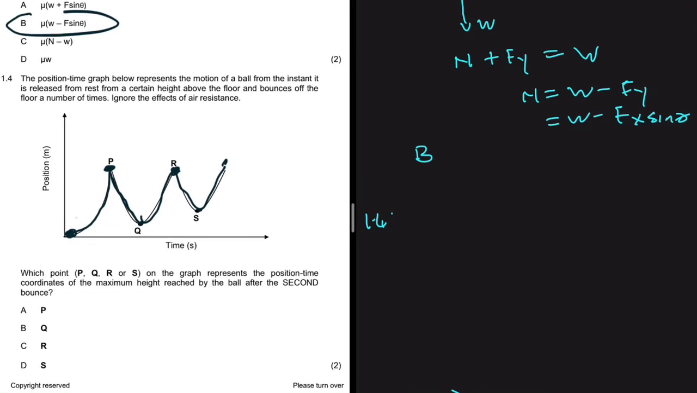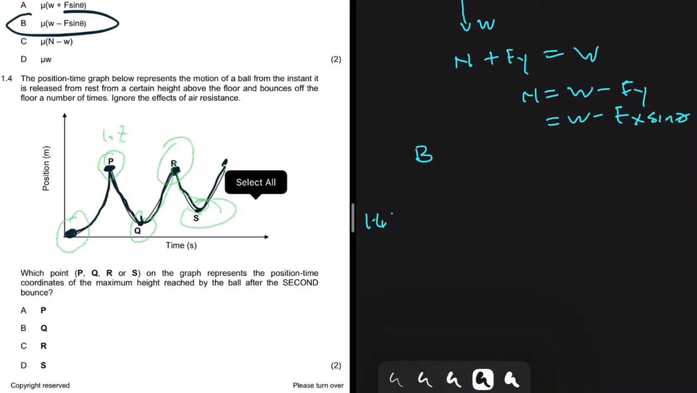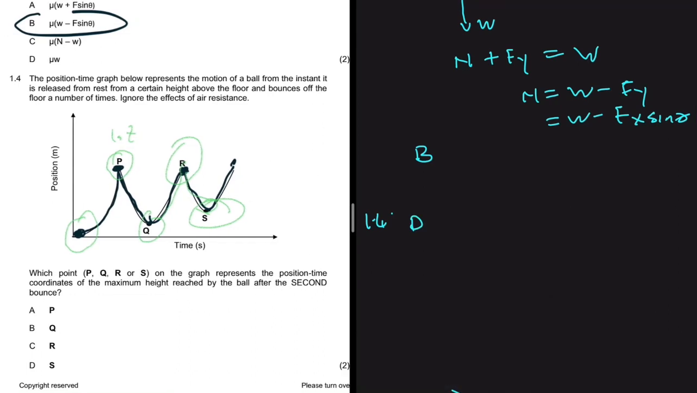So here, this is where it's released, and then it hits the ground and bounces off for the first time, right? And then maximum height, goes down again, hits the ground and bounces off for the second time, right? So the maximum height reached after the second bounce is at point S, right? And that is option D. So for 1.4, our answer is D, right?